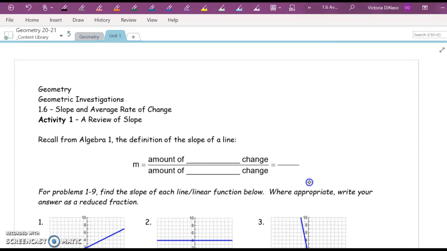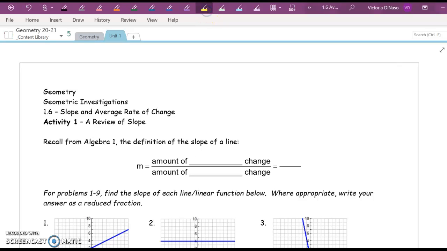Starting off, hopefully you recall from Algebra 1, and maybe even before that, we have this vocab word slope. We represent slope with the letter m. It's the amount of vertical change divided by the amount of horizontal change. So we call this the change in y divided by the change in x. For y, you're either moving up or down, and when you change your x, you're either moving to the right or to the left.